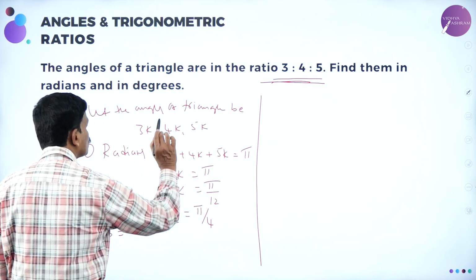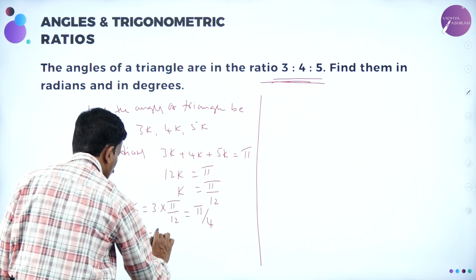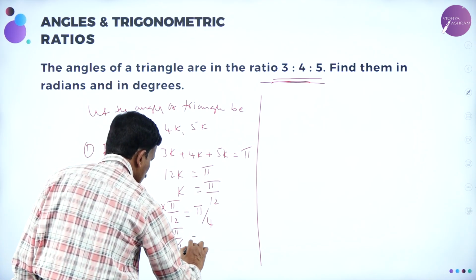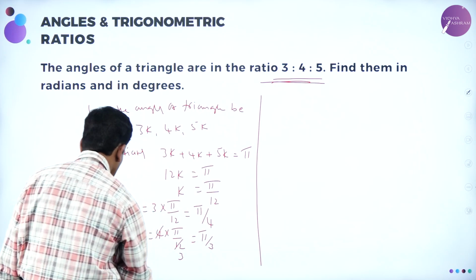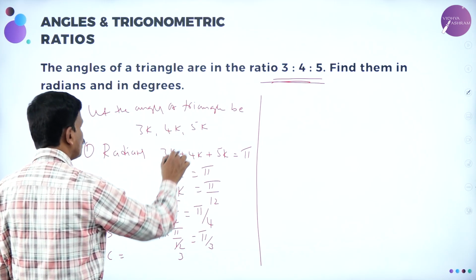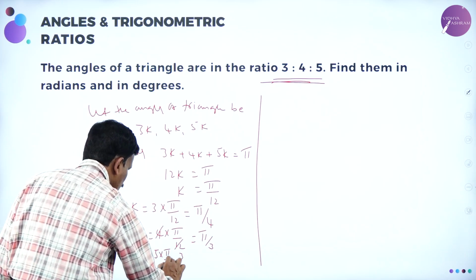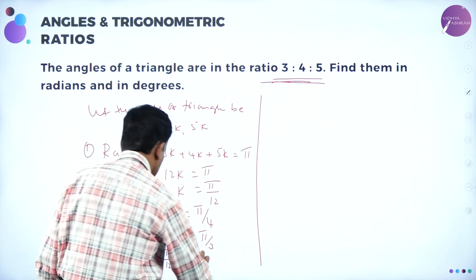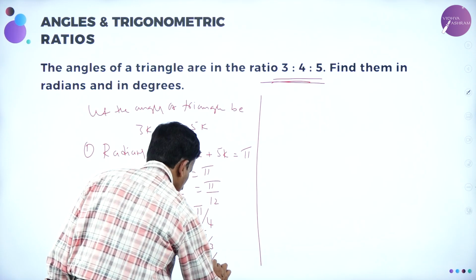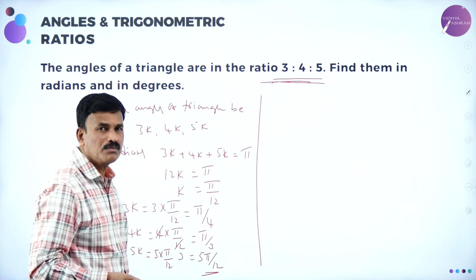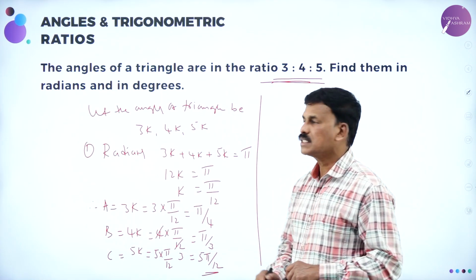Angle B is equal to 4K, 4 into pi by 12, 4 3s are, this is equal to pi by 3, and angle C is equal to 5K. 5K means 5 into pi by 12. So, that's equal to 5 pi by 12. So, these are the angles, pi by 4, pi by 3 and 5 pi by 12. Okay. Now, the second part.